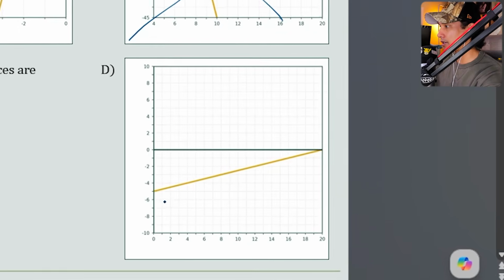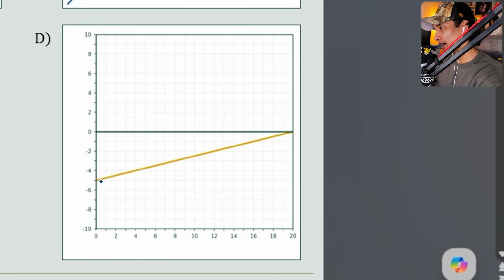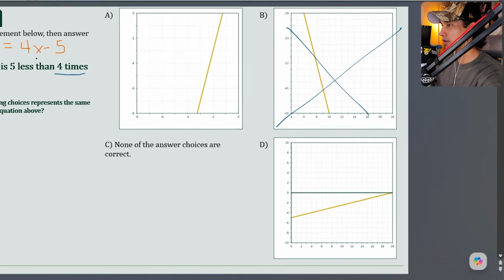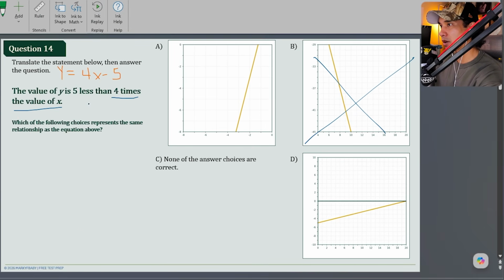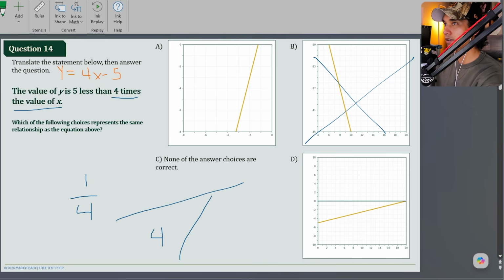Well, this one right here, D, has a y-intercept at negative 5. But the telltale sign that this is not the correct answer is this slope, right? This slope is a little bit too horizontal for me, okay? A pro tip is when you have a slope like 1/4, it's going to be more horizontal. When you have a whole number slope, it's going to be more vertical, okay?